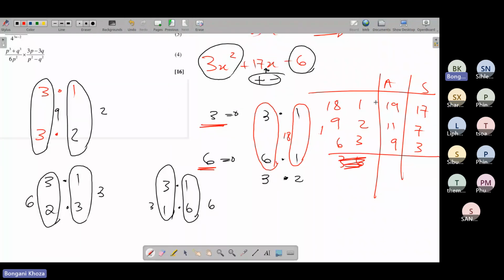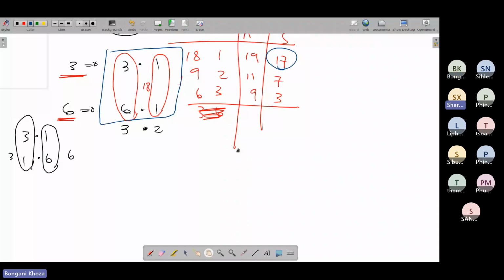So which one are we supposed to use? Remember, we are looking for 17. So which one gave us 17? 18 and 1. So we're going to check. This was the combination that gave us 18. So this is how we're going to write it in our brackets.